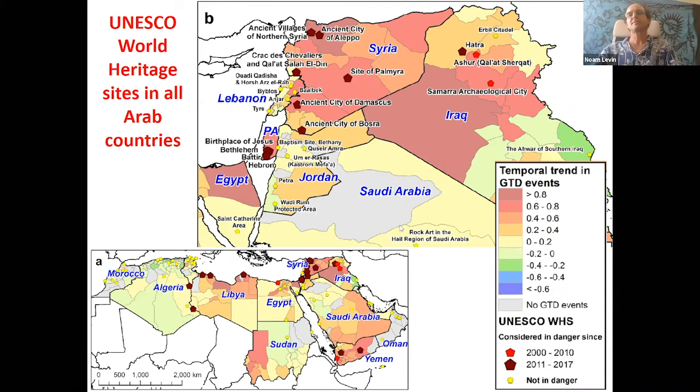And the points, these pentagons, these are the World Heritage Sites. If they are not in danger, they are yellow. And if they are in danger, these are red or deep brown pentagons. So first of all, visually, it seems like there is a correspondence between where there is an increase in violence and the threat to World Heritage Sites.